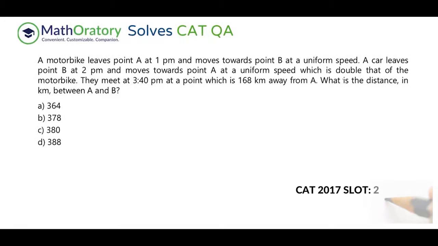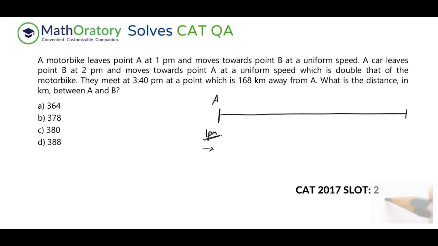Okay, yet another time, speed, and distance question. In this problem, we have a motorbike leaving point A at 1 p.m. and moves towards point B at a uniform speed. So the motorbike starts from this point A, let's say, at 1 p.m. and travels towards B.